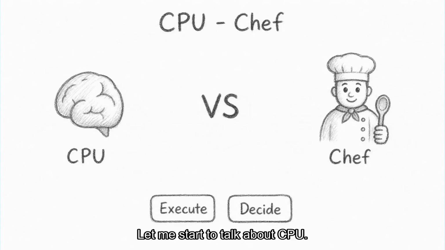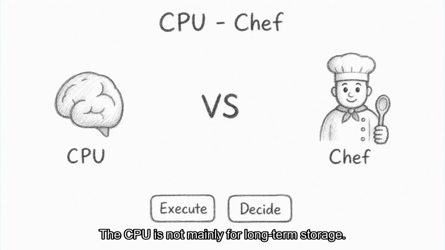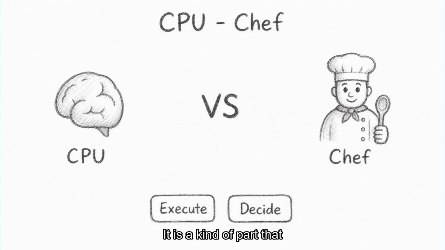Let me start by talking about the CPU. We usually say that the CPU is the brain of the computer. In the kitchen analogy, it's like the main chef who actually does the cooking. The important point is that the CPU is not merely for long-term storage. It's the part that handles the work happening right now.